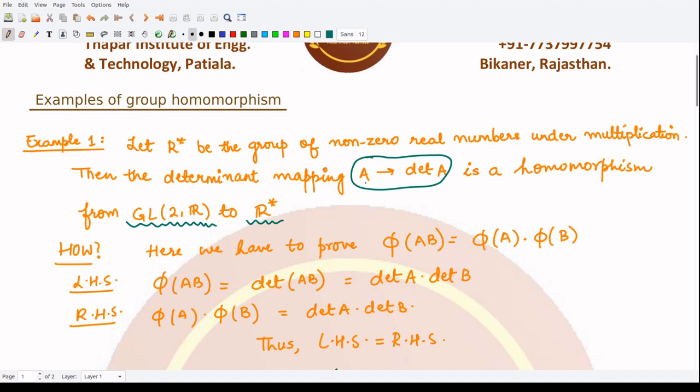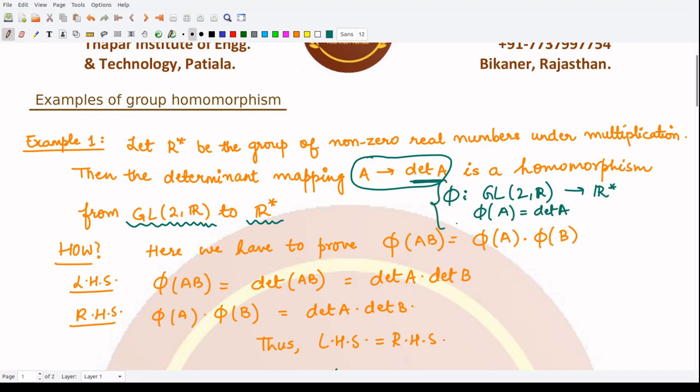So you see, this is some matrix and this is some determinant which is a real number. Now we say this mapping is a homomorphism. How? That is why we are defining it from GL2 comma R to R star, and we are defining it to be like this. It is the determinant of A.